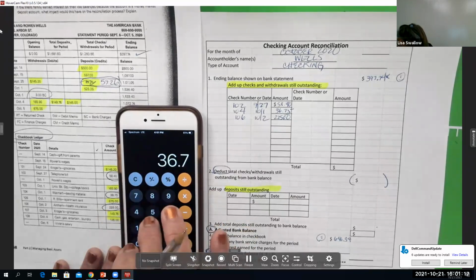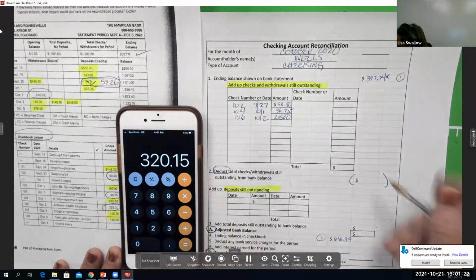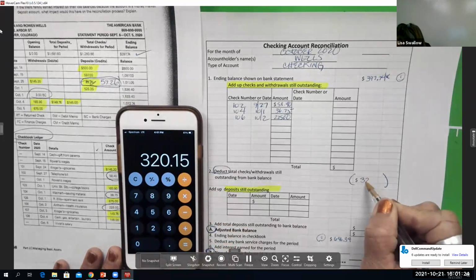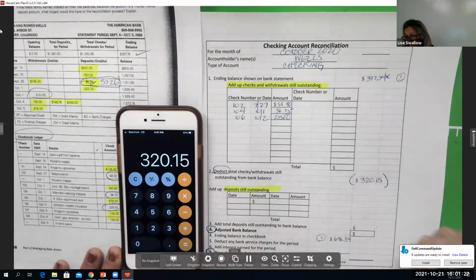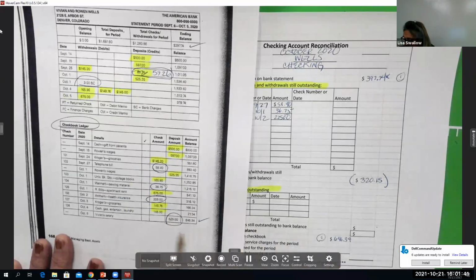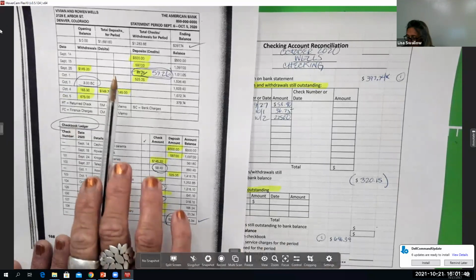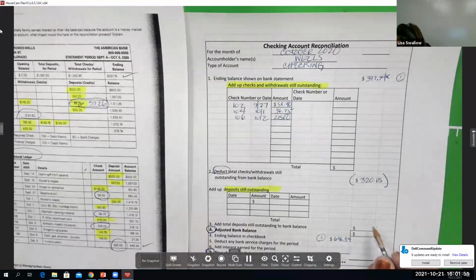And again, so there's $320.15 of checks that I've written that haven't gone through the bank yet. So that's a negative number. That's the definition of checks outstanding. And then I can also see that I've got one deposit, and obviously it was right at the end of the period. I've got it, but it hasn't cleared the bank yet. So I need to add that in.